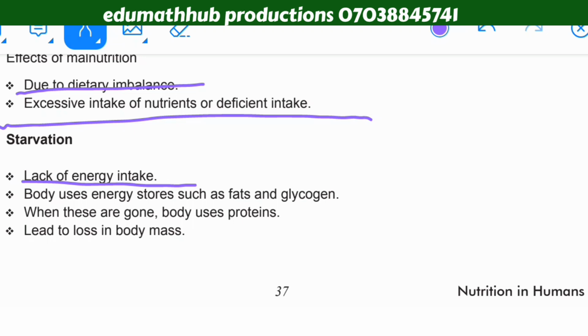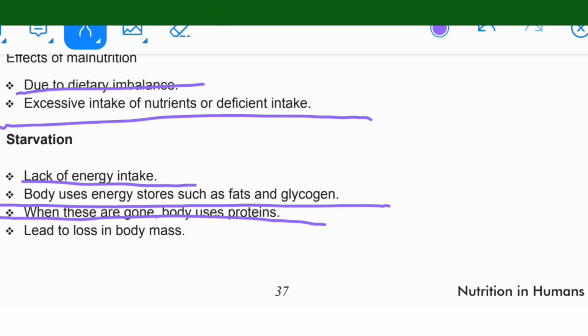And don't forget that your body uses energy stored as fats and glycogen. So when you don't eat anything, your body will start taking the energy from the stored fats and glycogen in your body. When your body has finished taking all these energies, the fats and glycogen, you start taking the proteins. And since you're not eating anything to supplement what the body is taking, it will lead to loss in body mass. You start becoming thin.